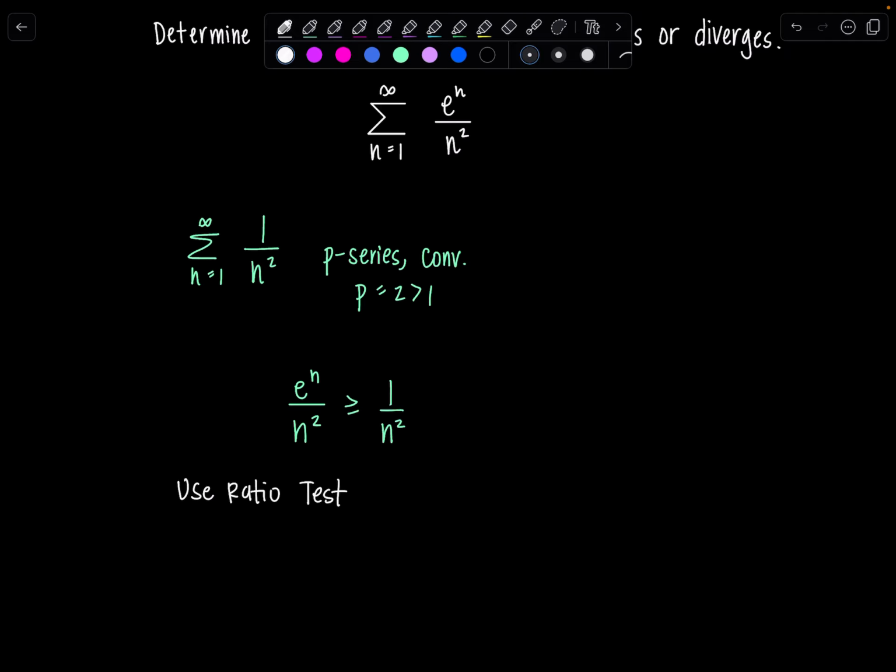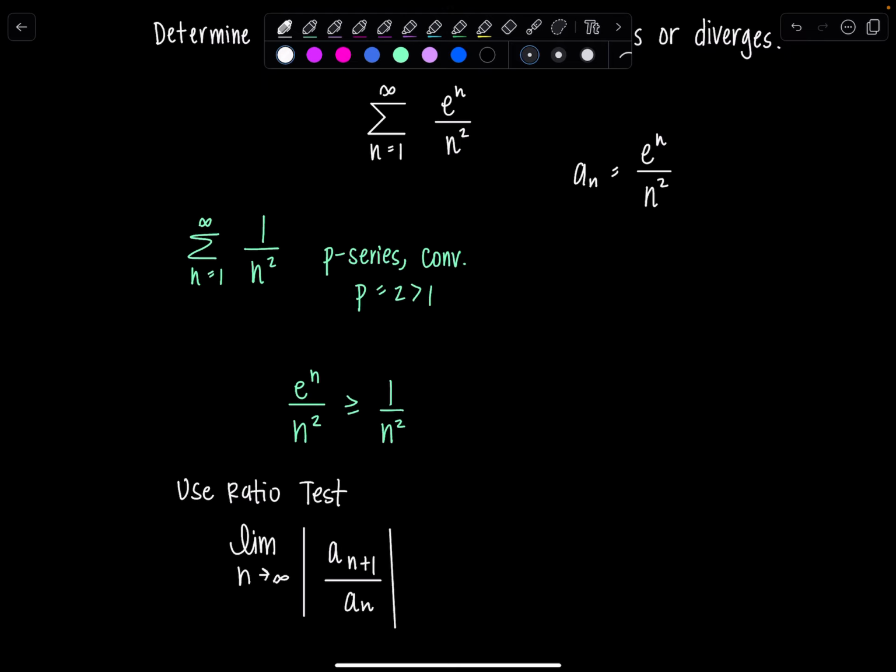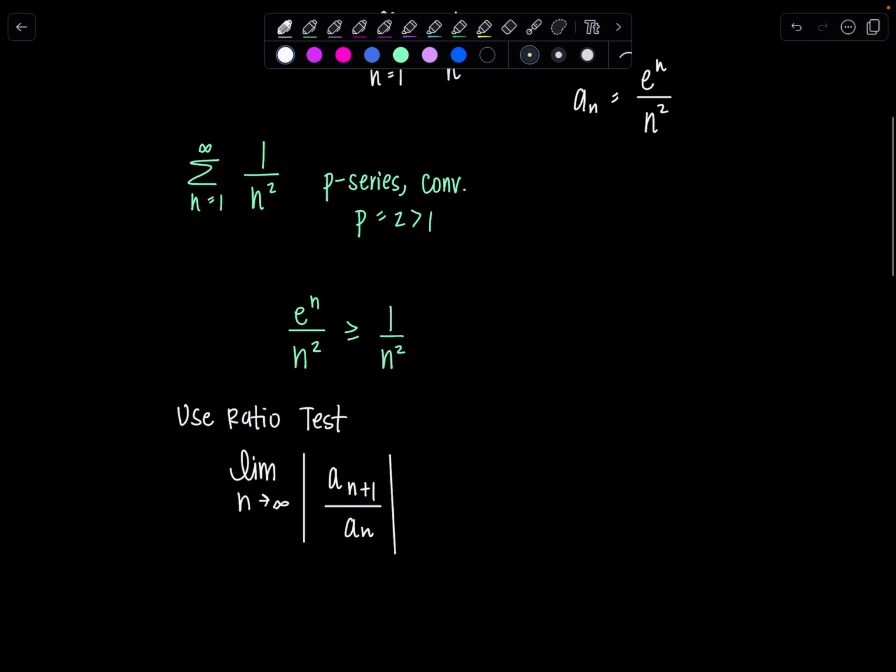Remember, when you're using the ratio test, you take the limit as n approaches infinity of the absolute value of a sub n plus 1 over a sub n. And who is a sub n? Those are the terms of our series. So a sub n would be e to the n over n squared. We'll have the limit as n approaches infinity of the absolute value of a sub n plus 1, which is e to the n plus 1 over n plus 1 squared, divided by a sub n, so divided by e to the n over n squared.